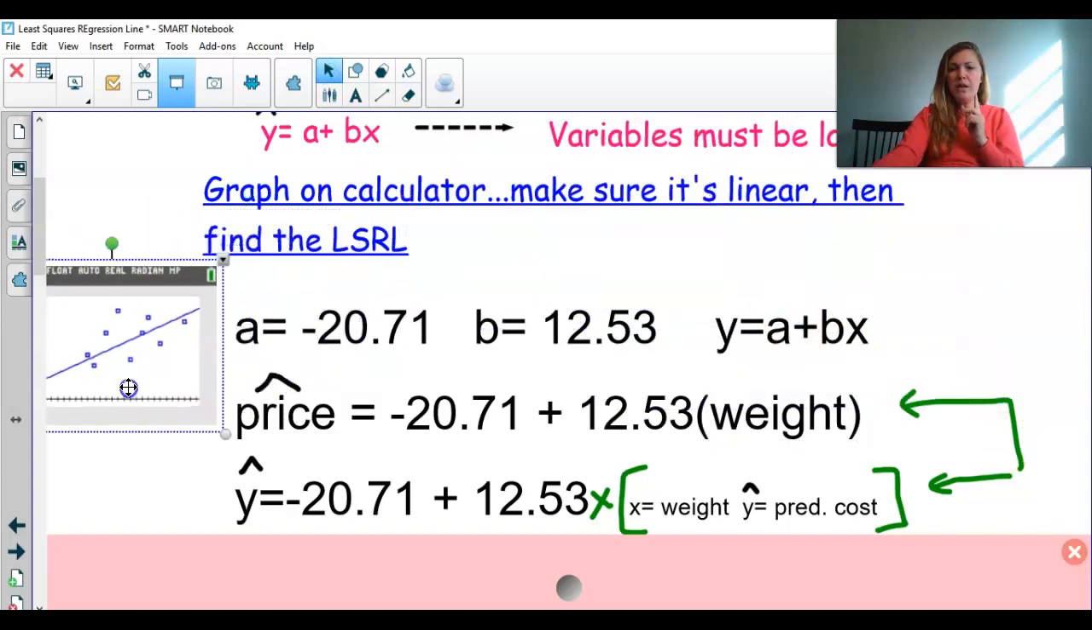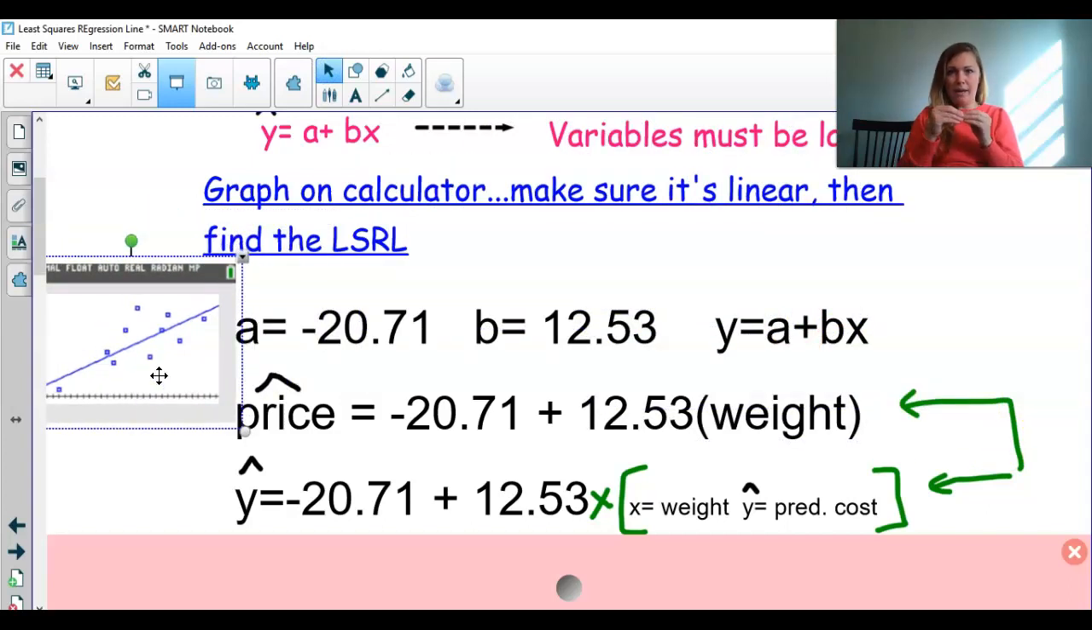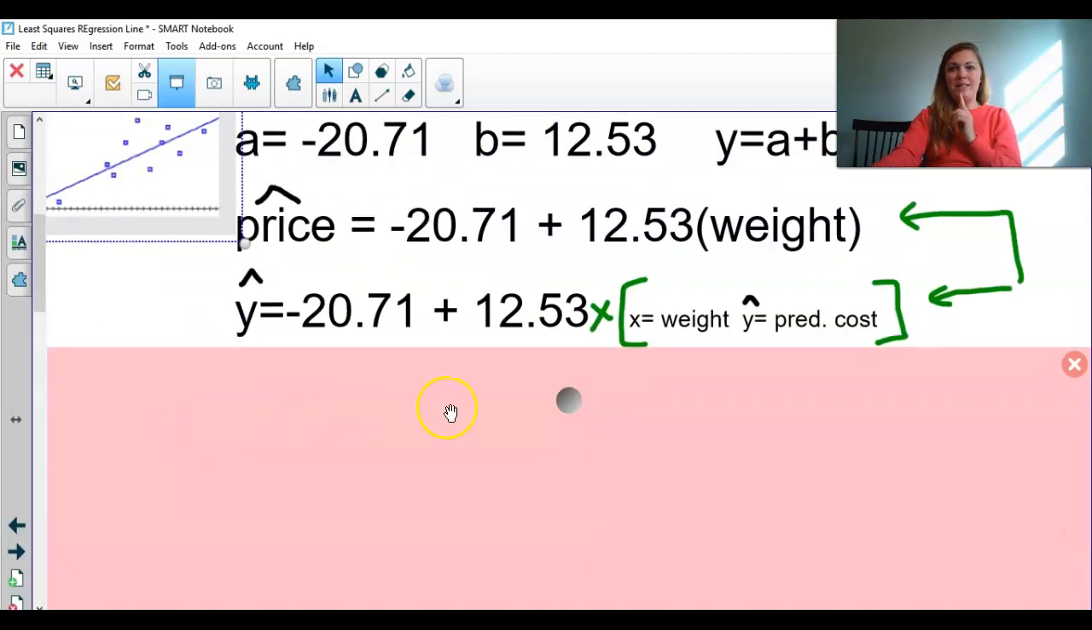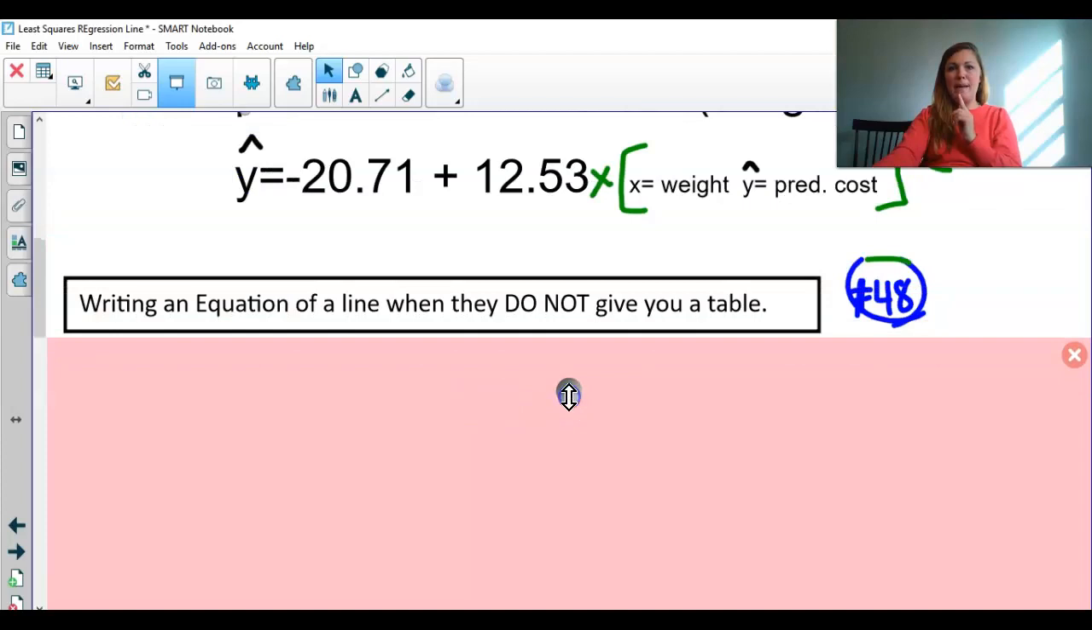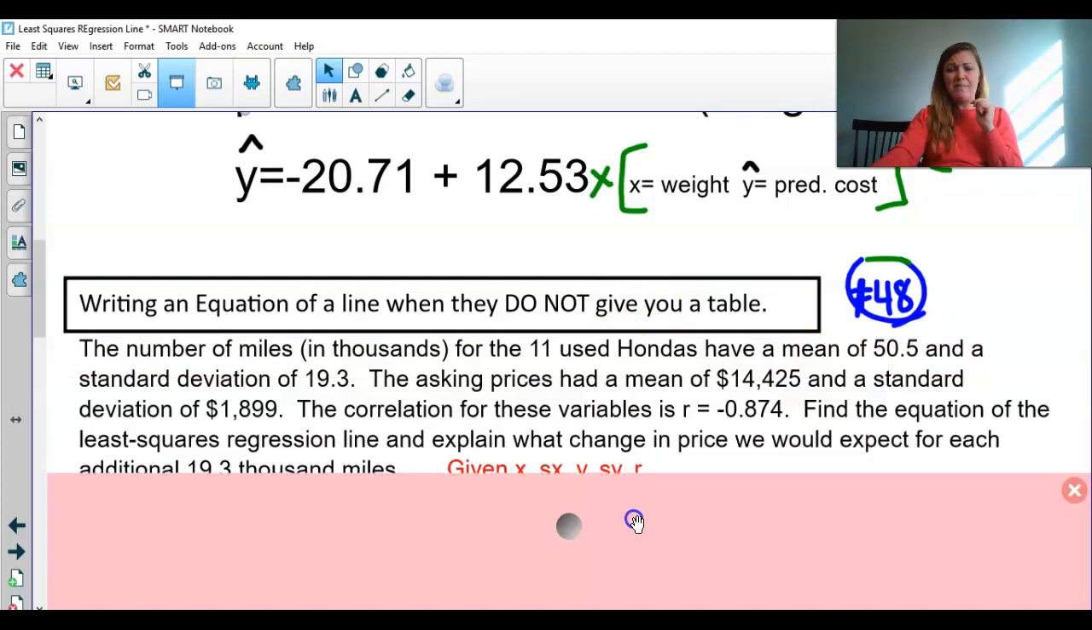Okay, so you should feel comfortable now using your graphing calculator to calculate the least squares regression line. But you were given a set of data there. What if you're not given a set of data? What if you're only given statistics? What do I mean by that? Writing an equation of a line when they do not give you a table, they don't give you data, they give you statistics. Once upon a time, there was a number 48 that was modeled after this.